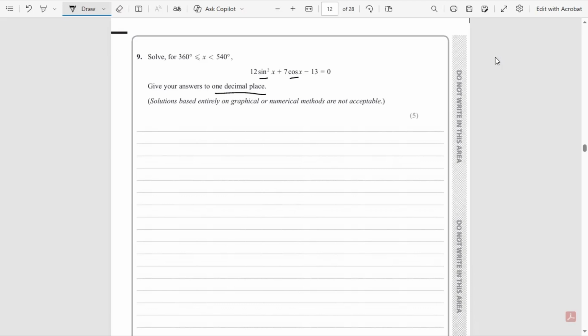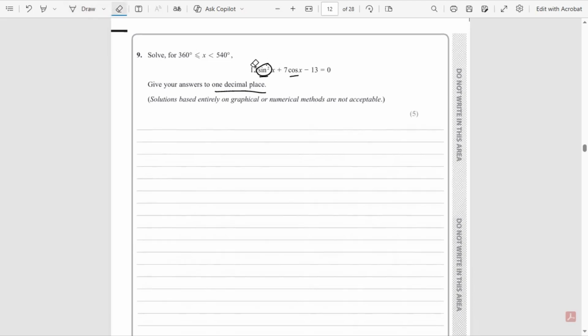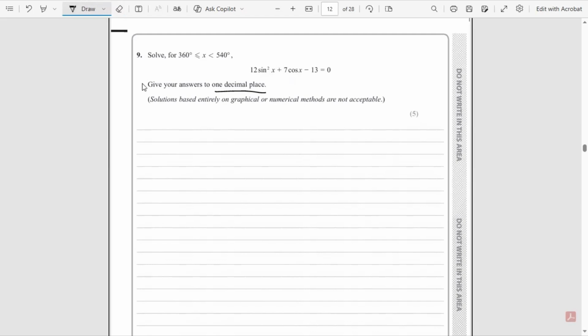So we need to think of a way to eliminate one of these trig functions, either the sine squared or the cos. Now, if you know your Year 12 trig identities, you will know the identity sine squared plus cos squared equals 1. If we use that identity, we can eliminate the sine squared and convert it into an equation where we just have cos everywhere, and then it becomes easier to solve. So that is what we'll do with this question. We will use that identity and create an equation with just cos squared everywhere.